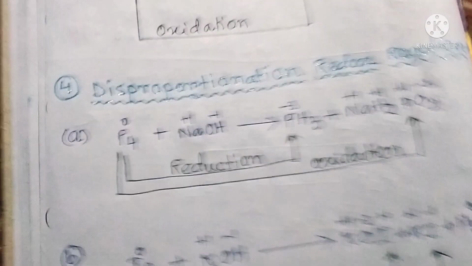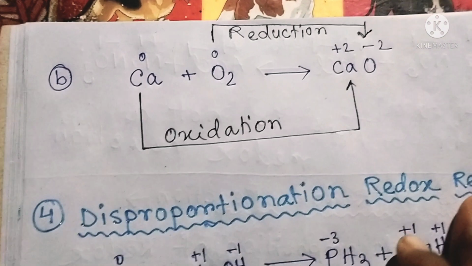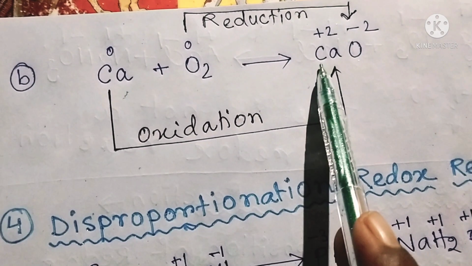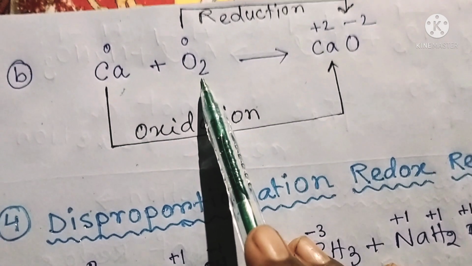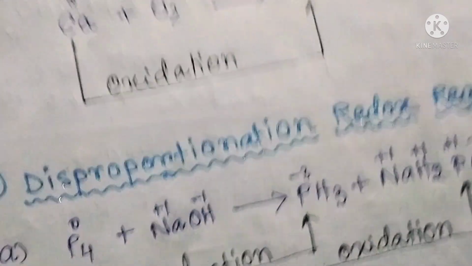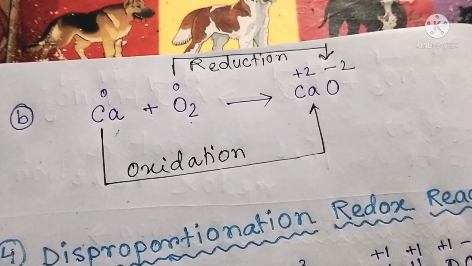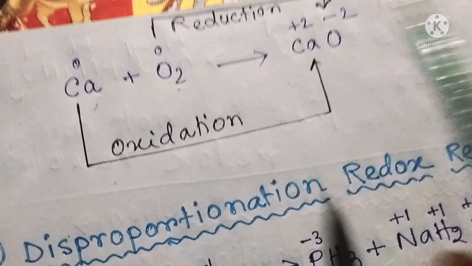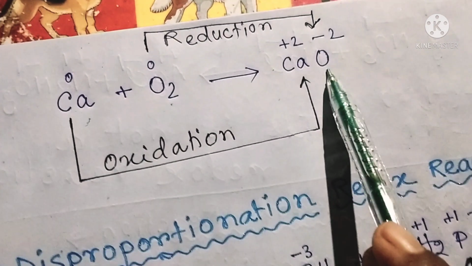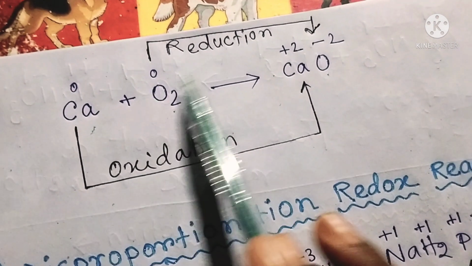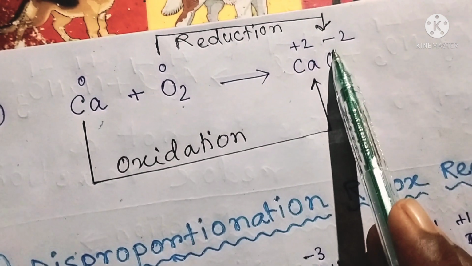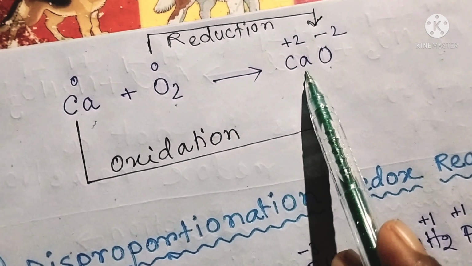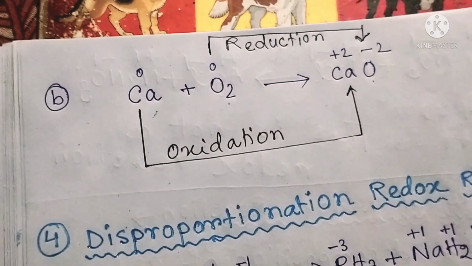Now let's see another example. We take Ca plus O2 turns into CaO. These two are in elemental state, so the oxidation number is 0. In CaO, the oxidation state of Ca is +2 and for oxygen -2. So from 0 to -2, oxidation number decreases, reduction occurs. From 0 to +2, oxidation number increases, so oxidation occurs.